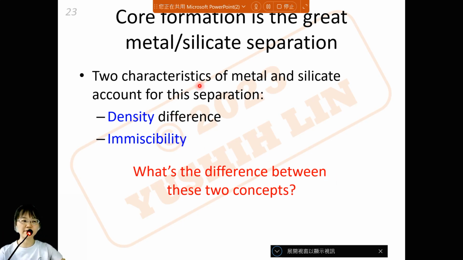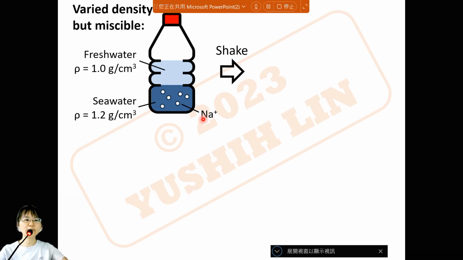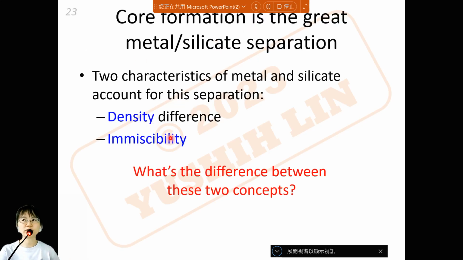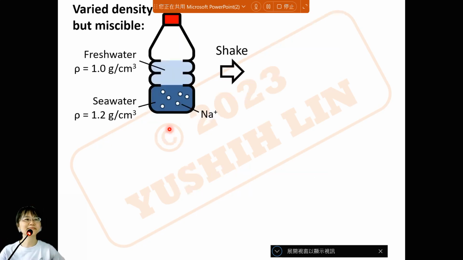These two concepts are very different. I will use some cartoons to explain the difference between these two concepts because they are easily mixed up. I have a bottle. Here we have density difference. We have fresh water, its density is 1. We have seawater, which has a density of 1.2. In seawater, we have more sodium ion. Here we have different density.